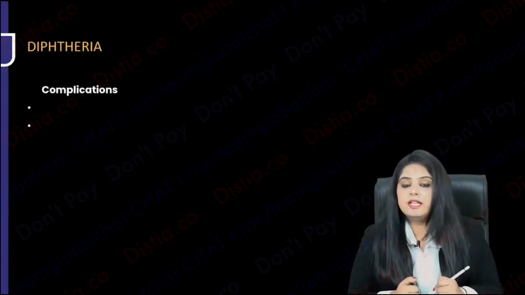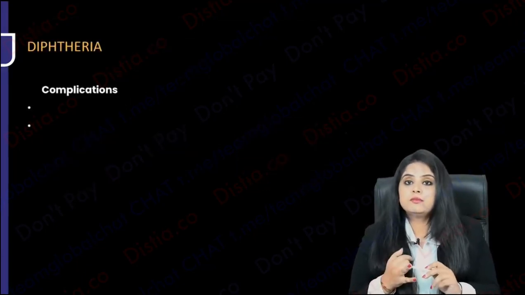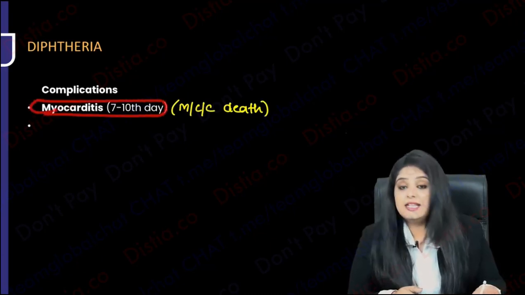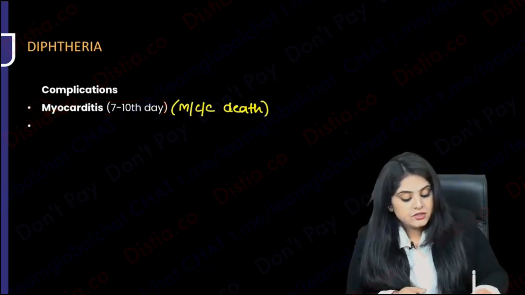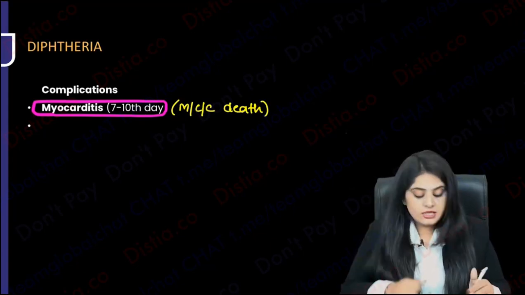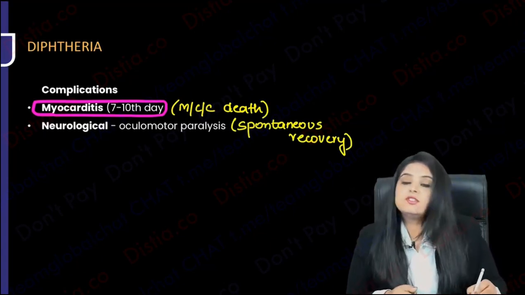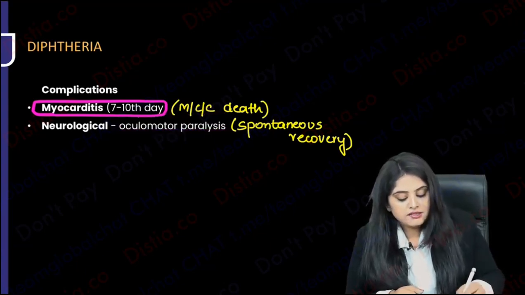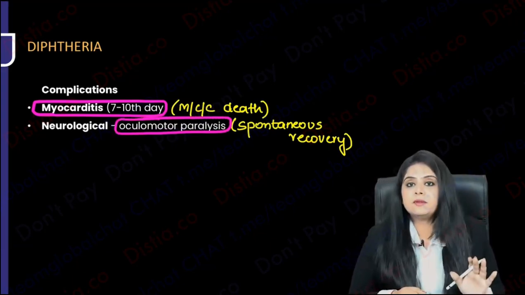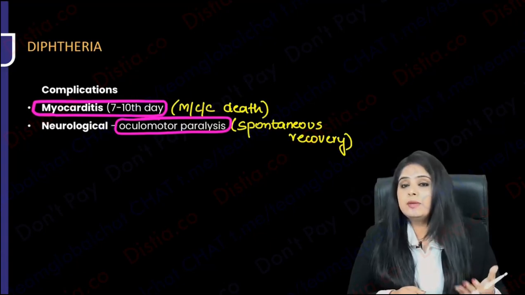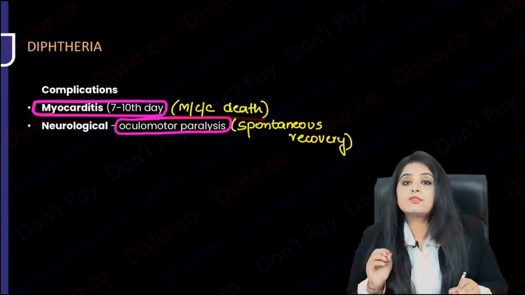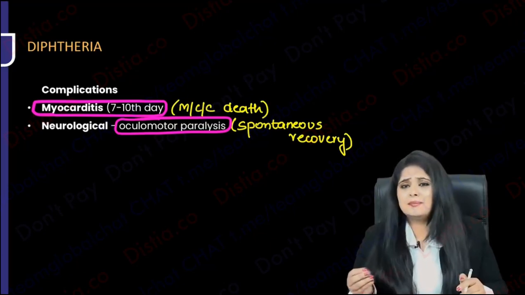If you ask me what the complications are, as I said, heart and brain are the most important. In the heart, of course, there is going to be myocarditis, which occurs by the 7th to the 10th day, and that is the most common cause of death. And can there be something neurological? Yes, there can be neurological involvement in the form of oculomotor paralysis. From oculomotor paralysis, the good news is that the recovery tends to be better and spontaneous. You really don't need to give too many therapies for it. But myocarditis is deadly. It is the most common cause of death in diphtheria. Then there are some minor complications.